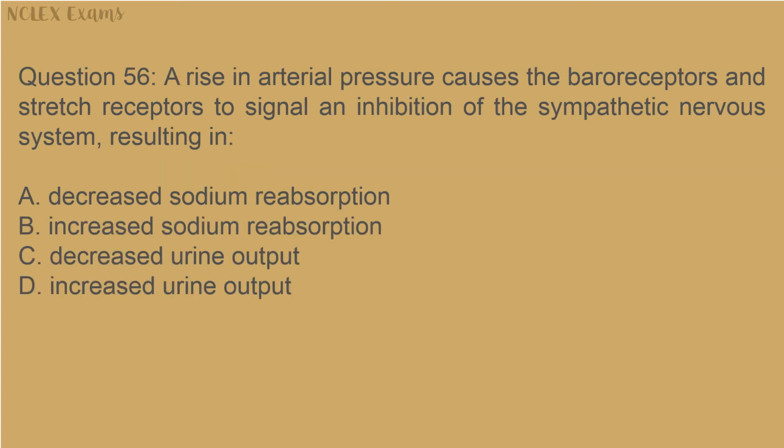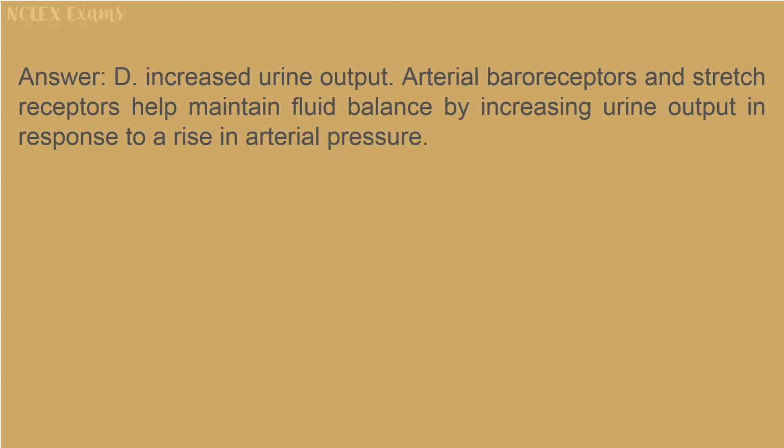Question 56. A rise in arterial pressure causes the baroreceptors and stretch receptors to signal an inhibition of the sympathetic nervous system, resulting in: A. Decreased sodium reabsorption. B. Increased sodium reabsorption. C. Decreased urine output. D. Increased urine output. Answer D. Increased urine output. Arterial baroreceptors and stretch receptors help maintain fluid balance by increasing urine output in response to a rise in arterial pressure.